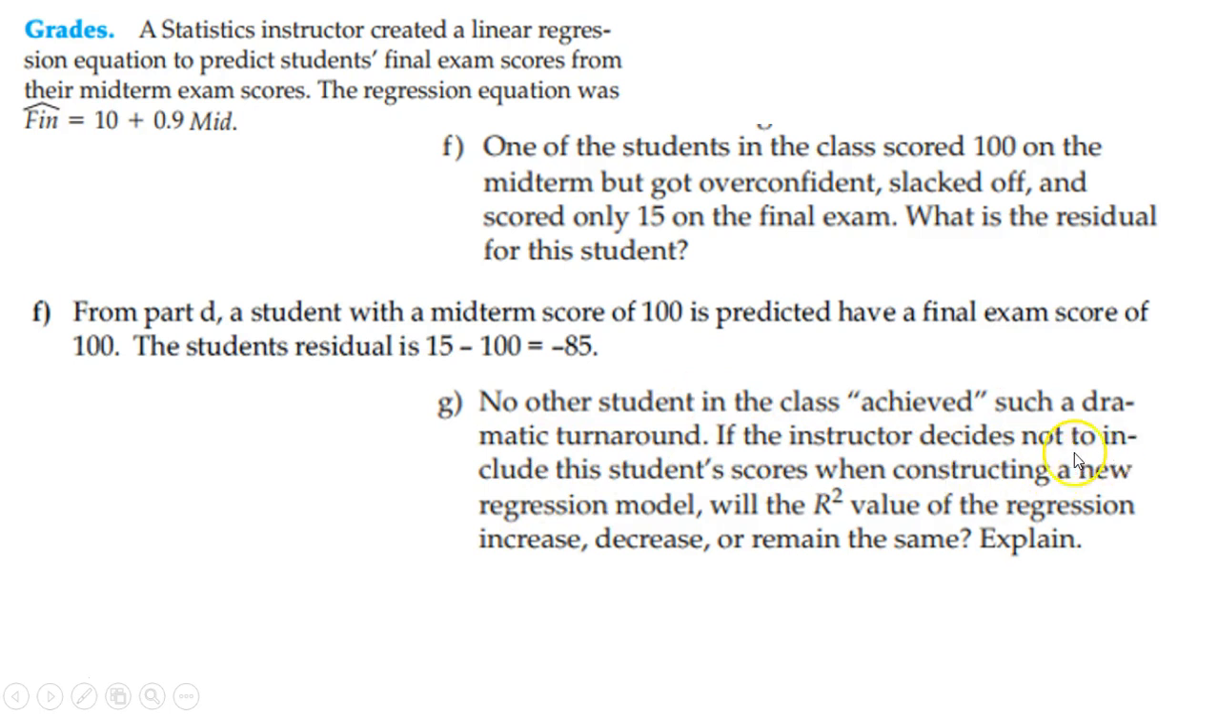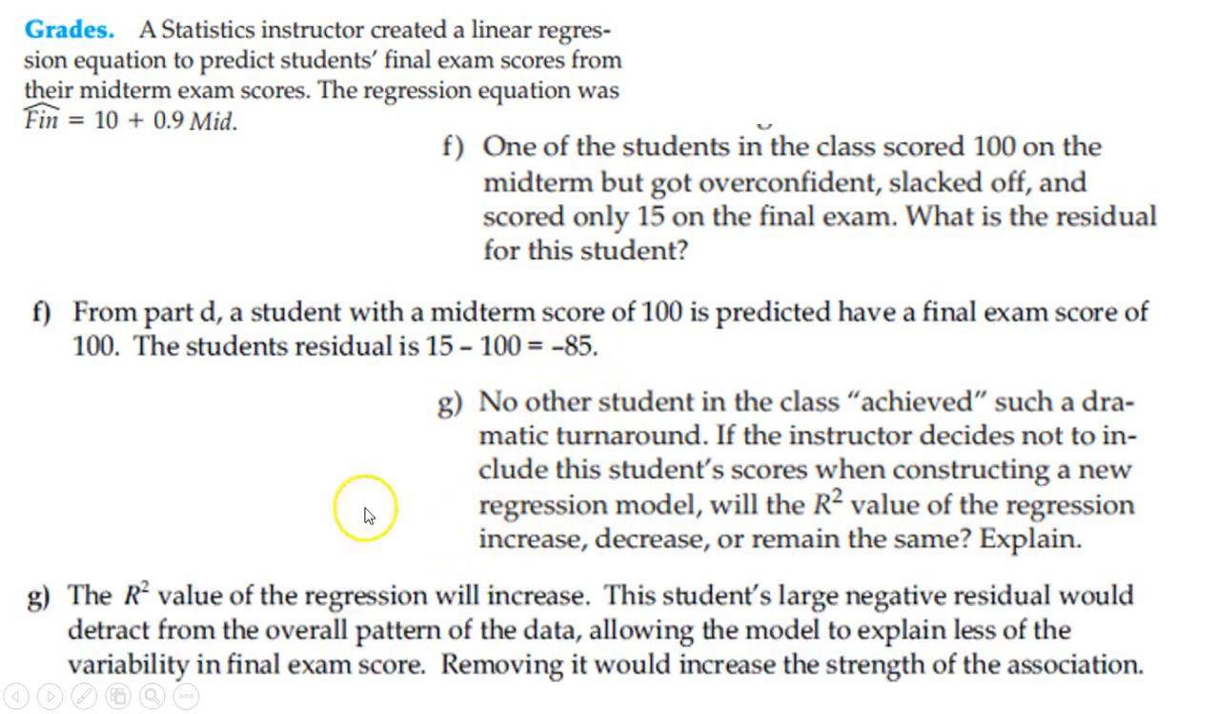If the instructor decided not to include this student's score when constructing a new regression model, will that R-squared value of the regression increase, decrease, or remain the same? So what they're saying is, if that wasn't there, because that's really far off, right? The R-squared value of the regression would increase because that was so negative that it's pulling it down. That point would be pulling it down. So the student's large negative residual would detract from the overall pattern, allowing the model to explain less of the variability. So removing it would increase the strength, right? Because it's so far away from the residual pulling it down, it would actually increase the strength of our association between them.